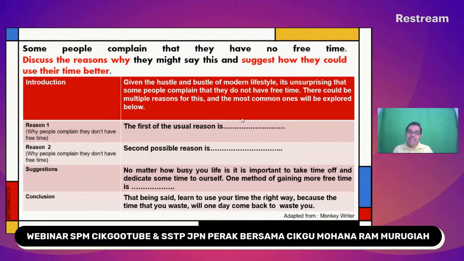So after that you can do your conclusion. You can say in conclusion, in a nutshell, that being said, learn to use your time the right way, because the time that you waste will one day come back to waste you. Okay, example. When you write a factual, advantages or disadvantages, opinion-based essay, argumentative essay, this is the structure that you need to follow. Put it in proper paragraphs.